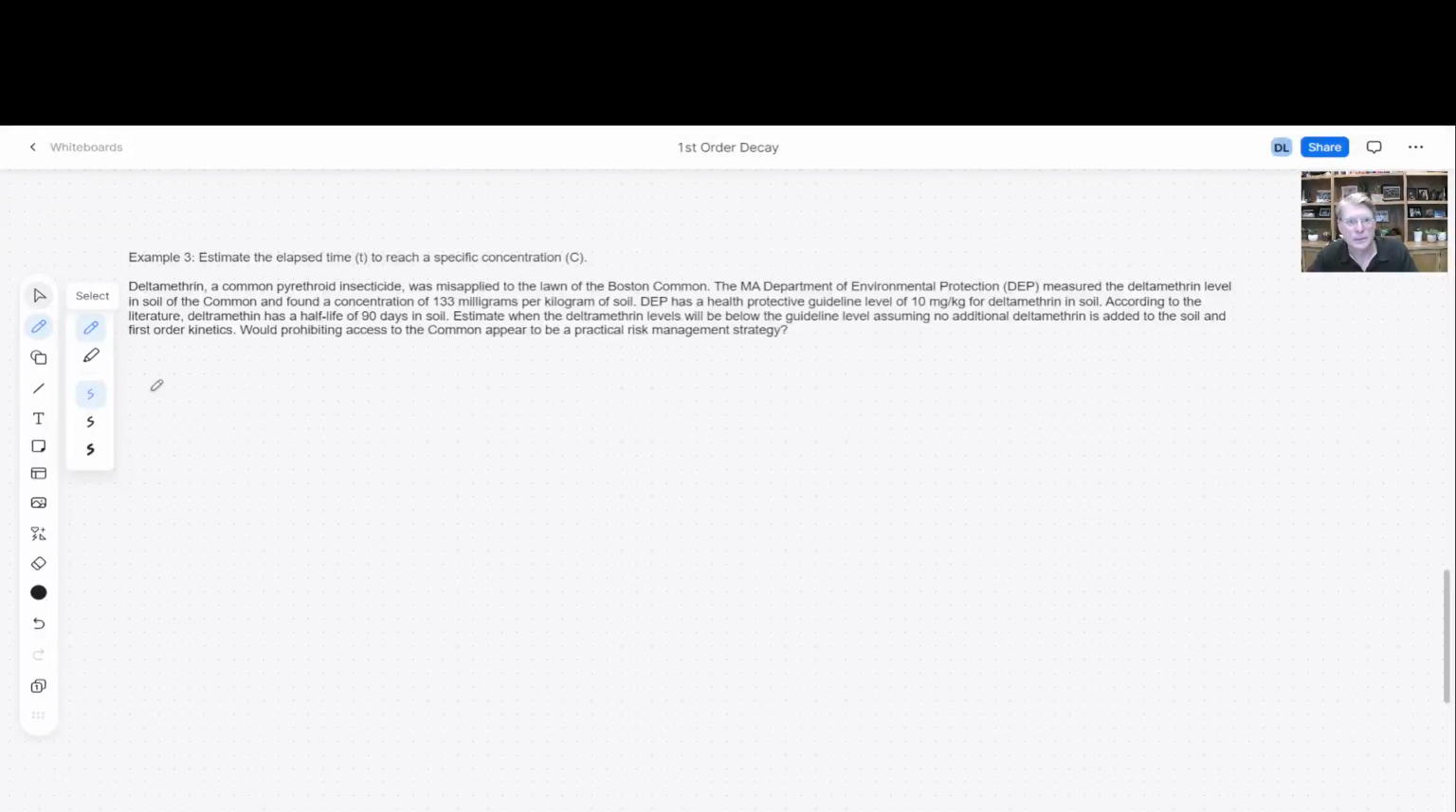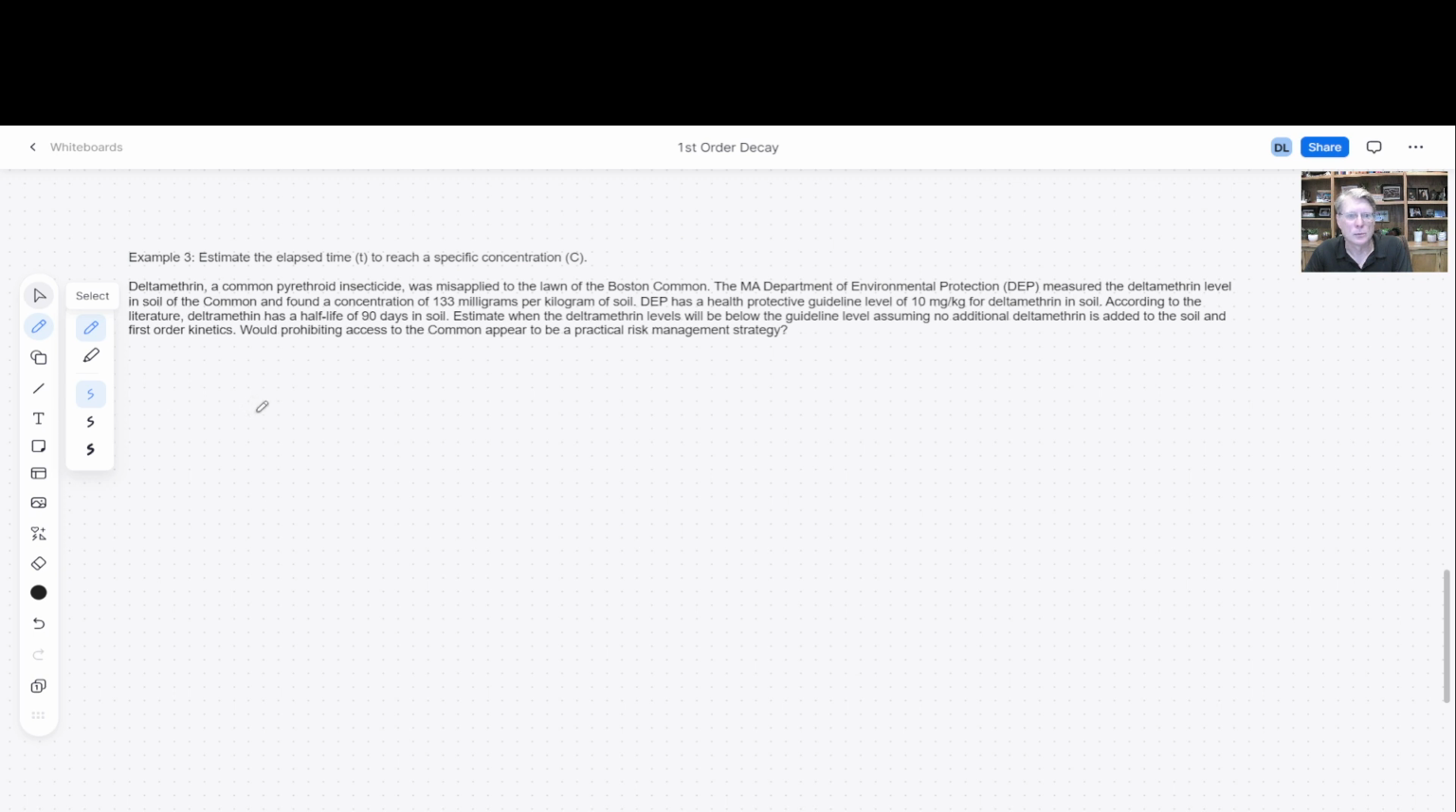Hello and welcome to the third example of first order decay problems. In this third example, we are going to estimate the elapsed time needed to reach a certain concentration.